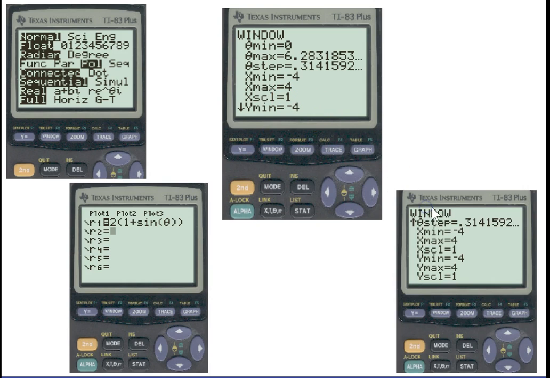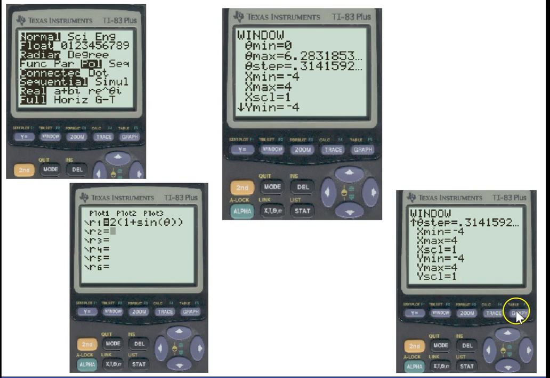Alright, one more. As you scroll down by using the arrow keys, go down, down, down, down, down. You got the last set of variables called the y variables. So again, y minimum is -4, y maximum is +4, and the y scale is 1. At this point, we are ready to graph.